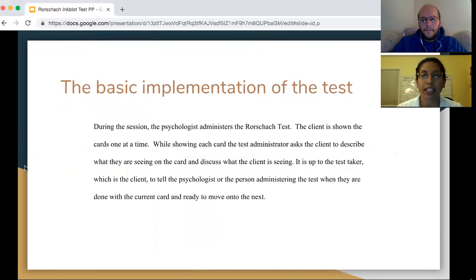The basic implementation of the test. During the session, the psychologist administers the Rorschach test. The client is shown the cards one at a time. While showing each card, the test administrator asks the client to describe what they are seeing on the card and discuss what the client is seeing. It is up to the test taker, which is the client, to tell the psychologist or the person administering the test when they are done with the current card and ready to move on to the next.